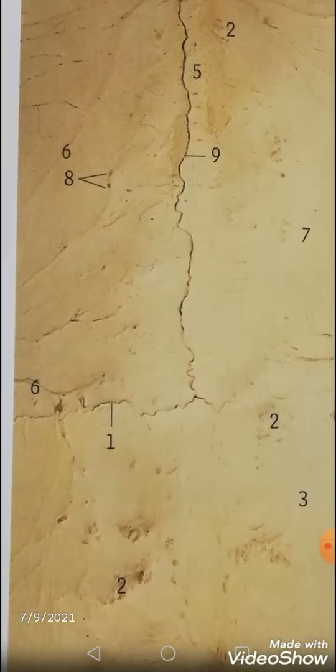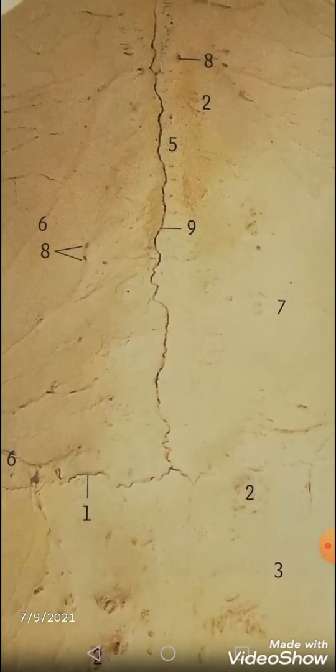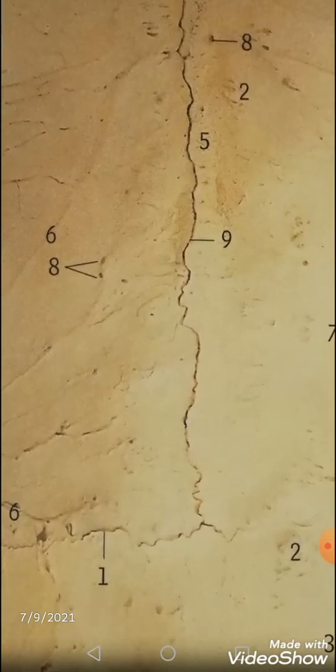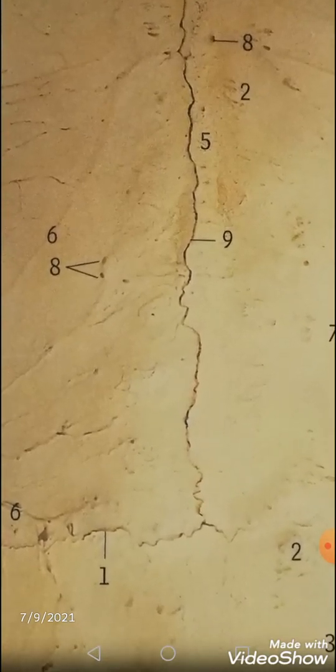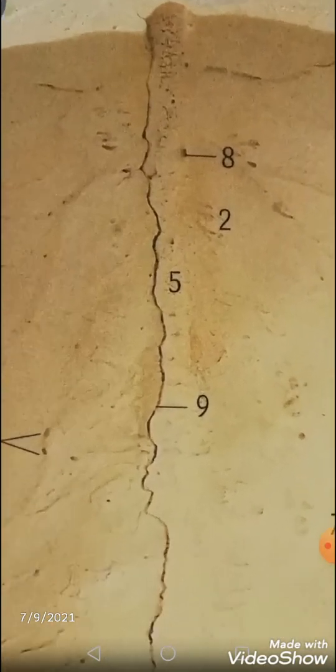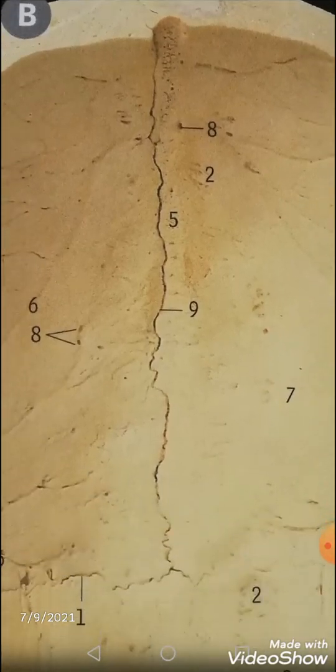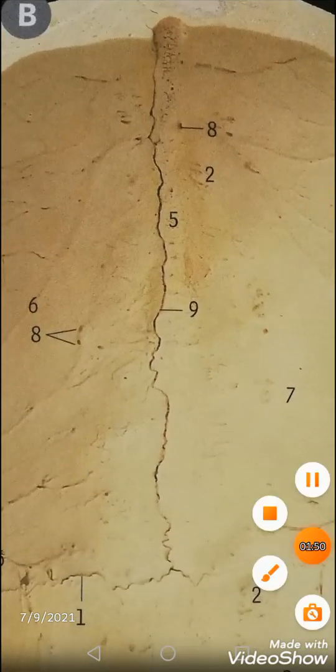Then you can find the sagittal suture marked by number 9. And this number 8 is showing the parietal foramen. Number 6 is showing you the grooves for the meningeal vessels like middle meningeal vessels, right? And number 8 is showing you the parietal foramen. So this is the interior of your vault, right?